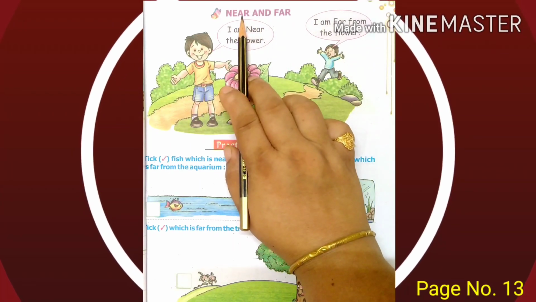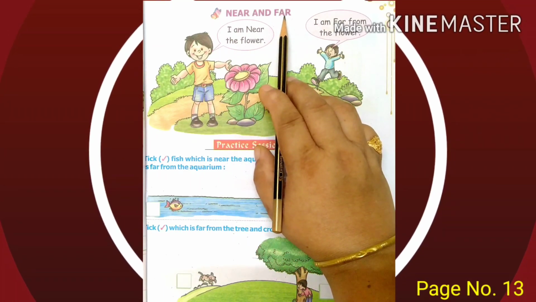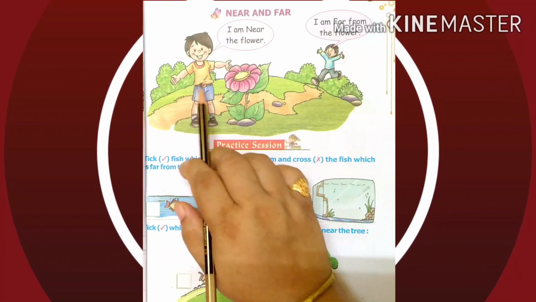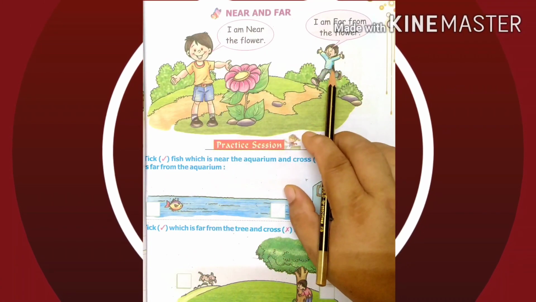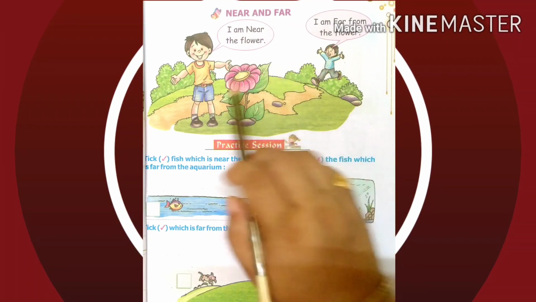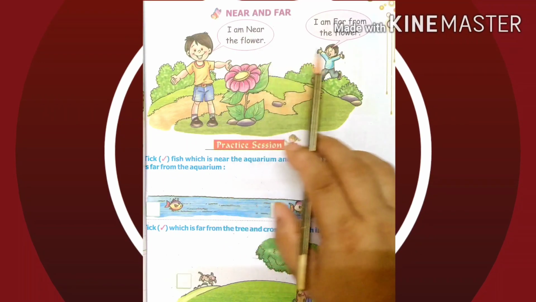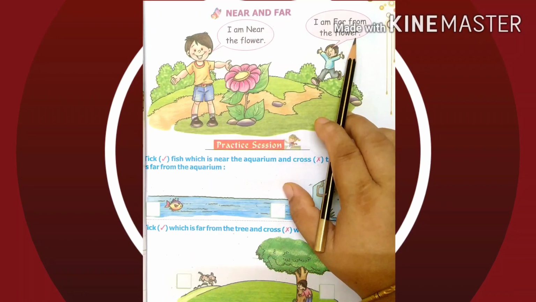The meaning of near is pass and the meaning of far is dur. Look at this picture. One boy is near the flower and this boy is far from the flower. This boy said, I am near the flower. But this boy said, I am far from the flower.